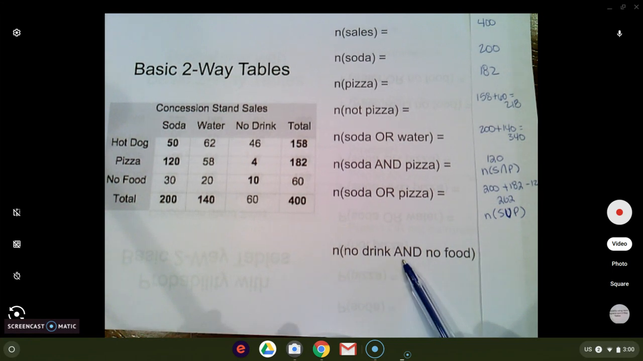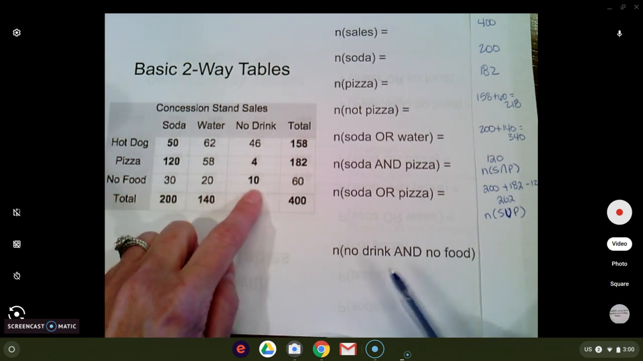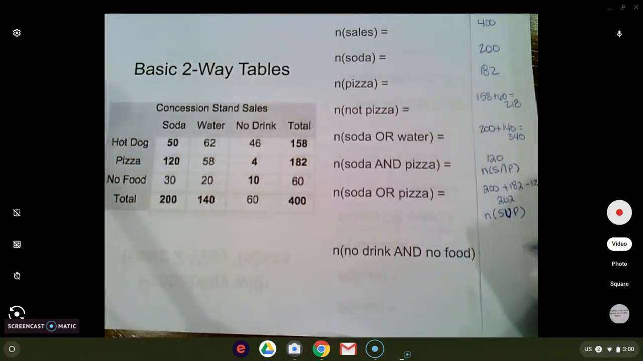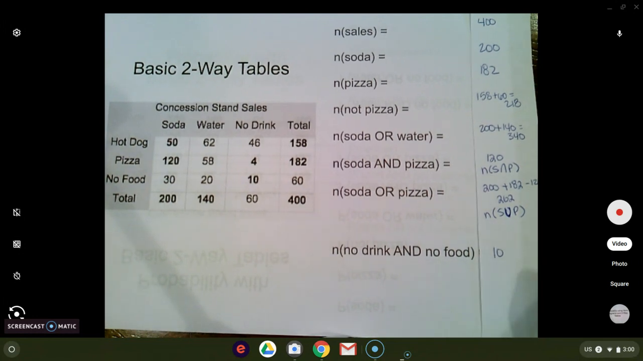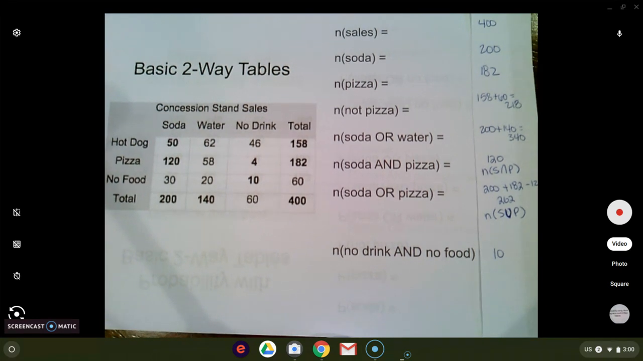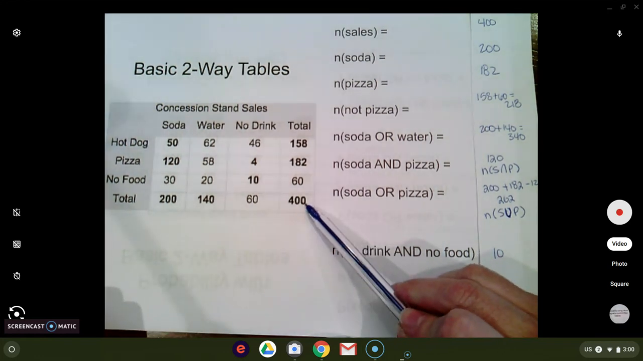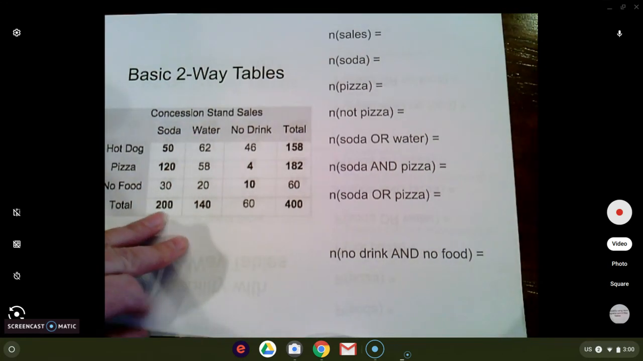All right, here's one that I thought was just questionable. The number of people that ordered no drink and no food. Well, that happens right here. There's 10 of those. And I'm like, well, then what were they doing at the concession stand? So I decided that they bought t-shirts or something like that. All right. Obviously, you can turn these things into probabilities by dividing by 400. Let's do that.